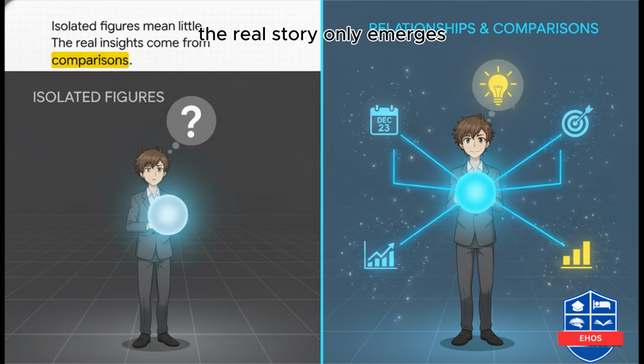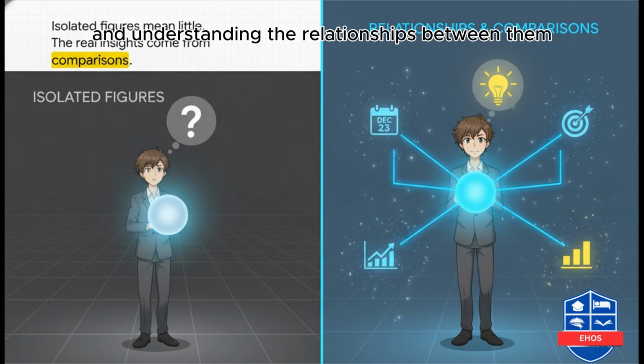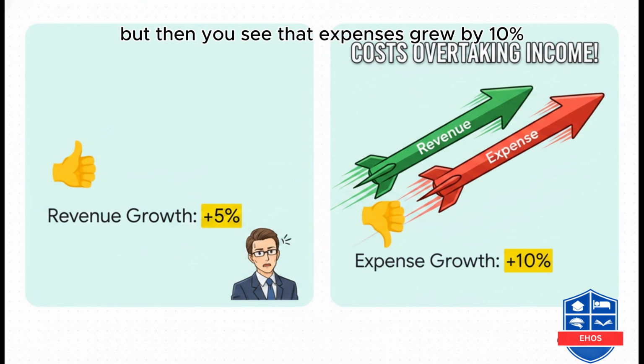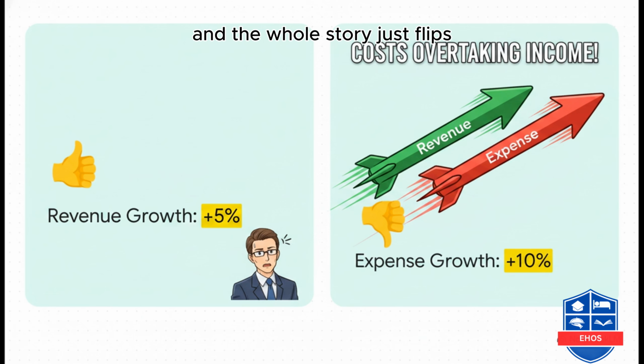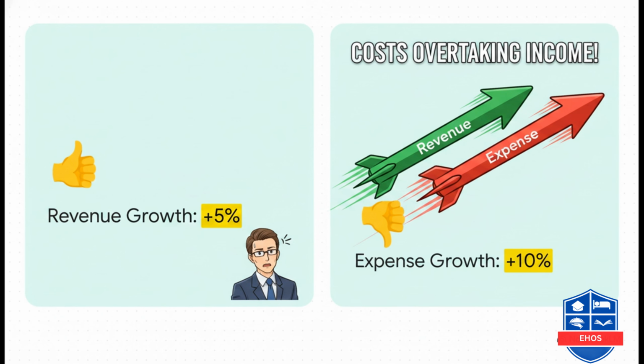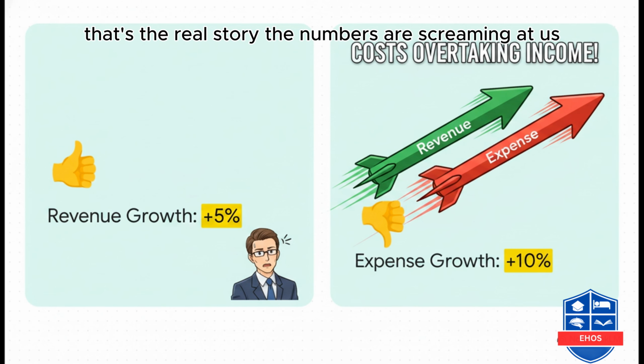The real story only emerges when you start comparing numbers and understanding the relationships between them. And here is a perfect example of why this matters so much. At first glance, a 5% increase in revenue, that looks great. We're growing. But then you see that expenses grew by 10%, and the whole story just flips. Our costs are outpacing our income, which means our profitability is actually shrinking. That's the real story. The numbers are screaming at us.